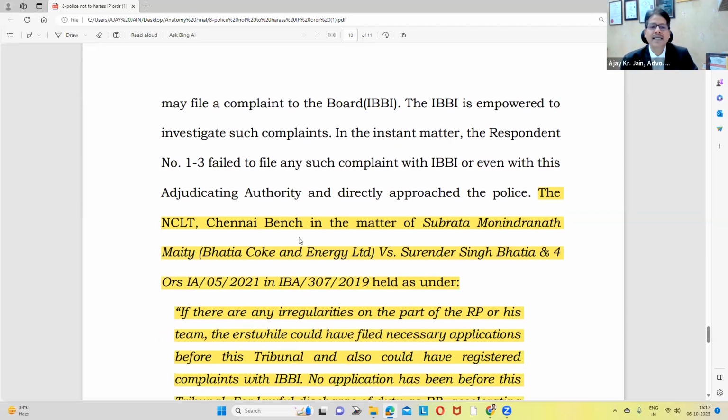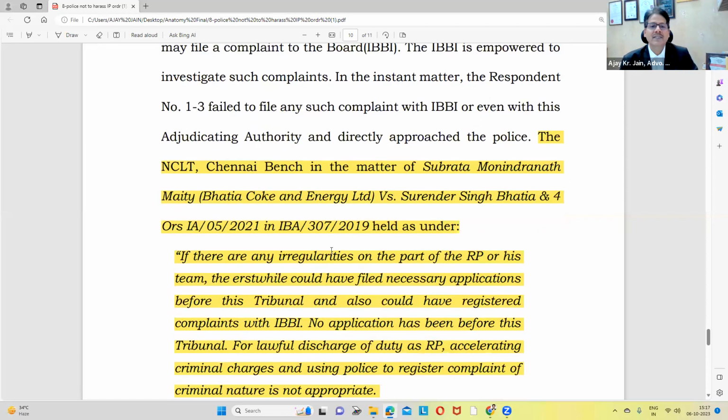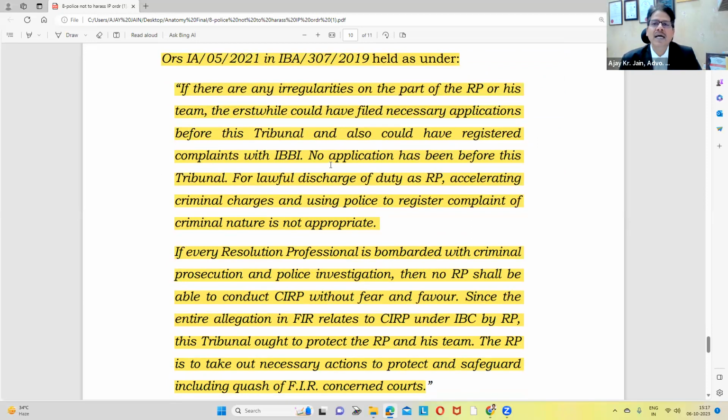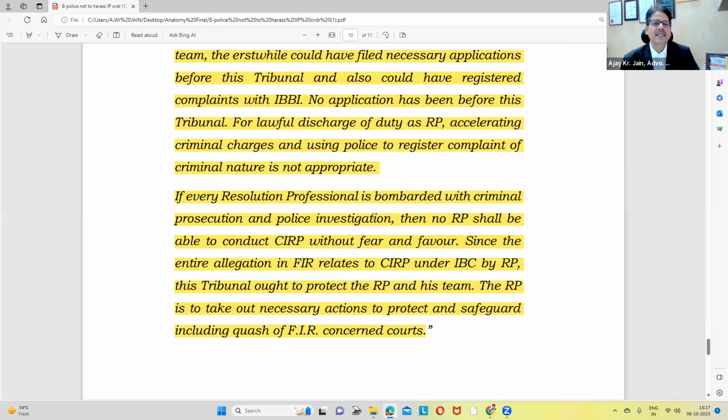The NCLT Chennai bench in the matter of Subrata Monindranath Mehti versus so-and-so held as under. If there are any irregularities on the part of the RP or his team, the erstwhile could have filed the necessary application before this tribunal and also could have registered a complaint with the IBBI. No application has been filed before this tribunal. For lawful discharge of duty as RP, levelling criminal charges and using police to register a complaint of a criminal nature is not appropriate.